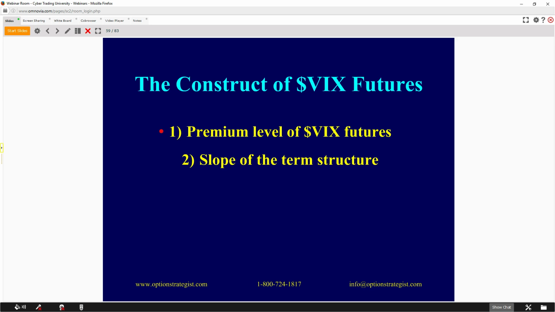So there's two things that we look at here in terms of the VIX futures to see, again, what is the market saying? One is, are the futures trading at a premium to VIX? If they are trading at a premium, that's actually positive for stocks. And number two, what's the slope of the term structure? In other words, how does the near-term future line up with the next future, and the next one? That's the term structure. So we'll take a look at both of those things.